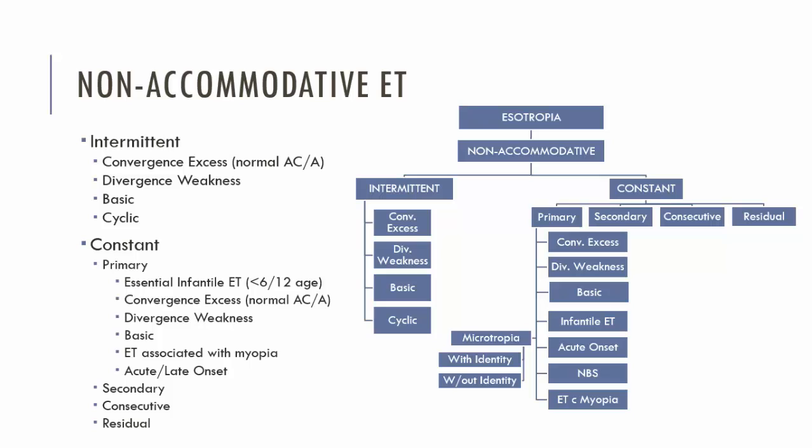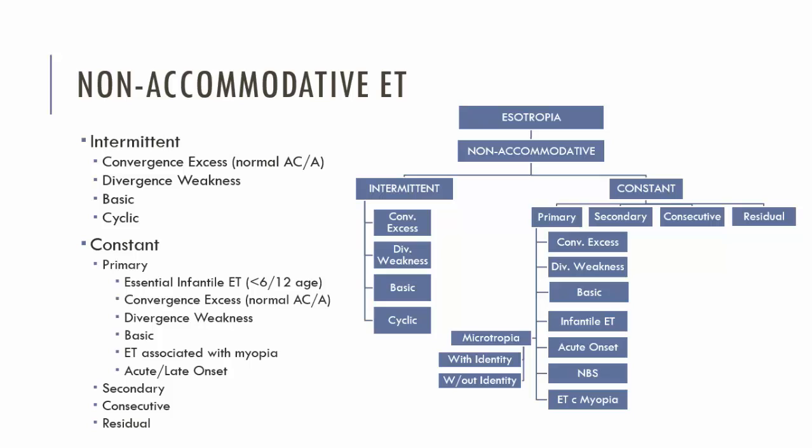Now, the conditions I've just mentioned are generally acquired. They occur after the first 6 months of life, usually after the age of 1. However, there are conditions that can occur congenitally, so at birth, or can be considered infantile, which means that it has occurred under 6 months of age. As an example, an infantile esotropia occurs under 6 months of age.